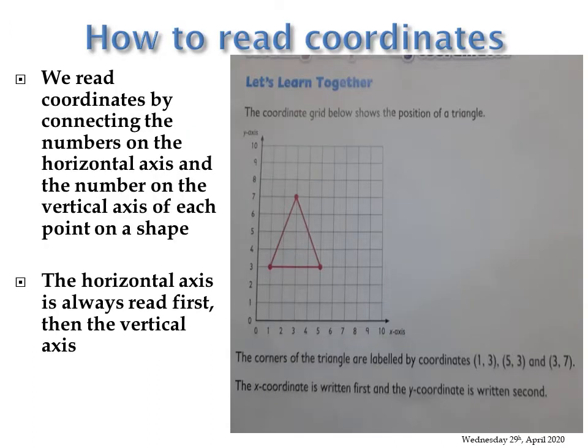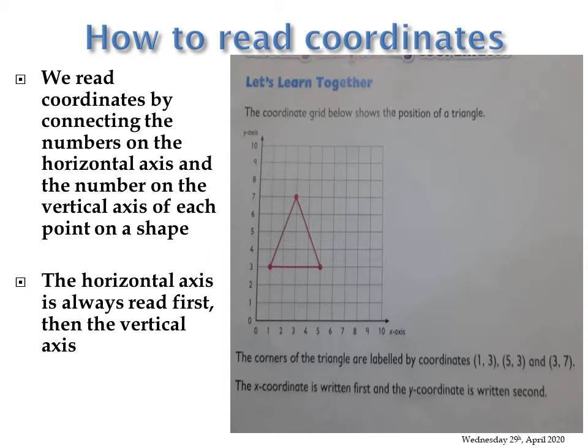How do we read coordinates? If you remember clearly in this lesson, I said to you that we read coordinates by connecting the number on the horizontal axis with the number on the vertical axis on each point of a shape. Now look at the example we have here. We have a triangle. How many points does the triangle have? 3 points. The first, the second, and the third point.